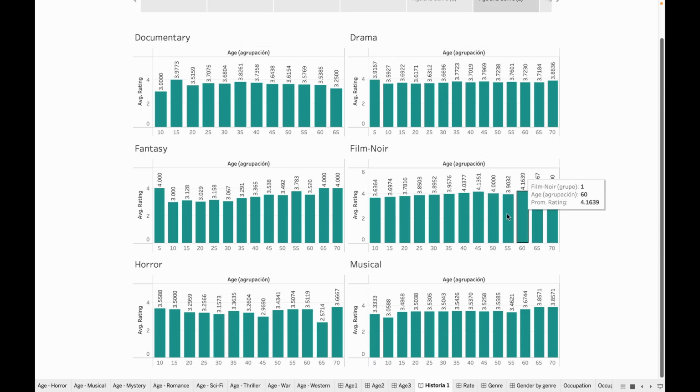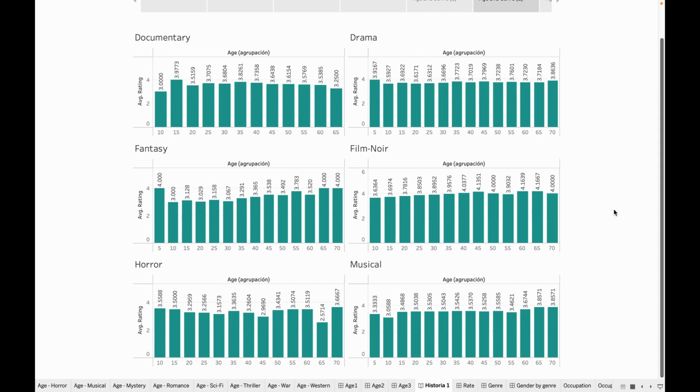So, for example, film noir is the best rated one, and the people that rated it the best are the ones between 35 and 75, as we can see here. And the ones that rated it the worst are the ones between 10 and 25. This could be explained because a film noir maybe has a difficult plot to understand for young people.